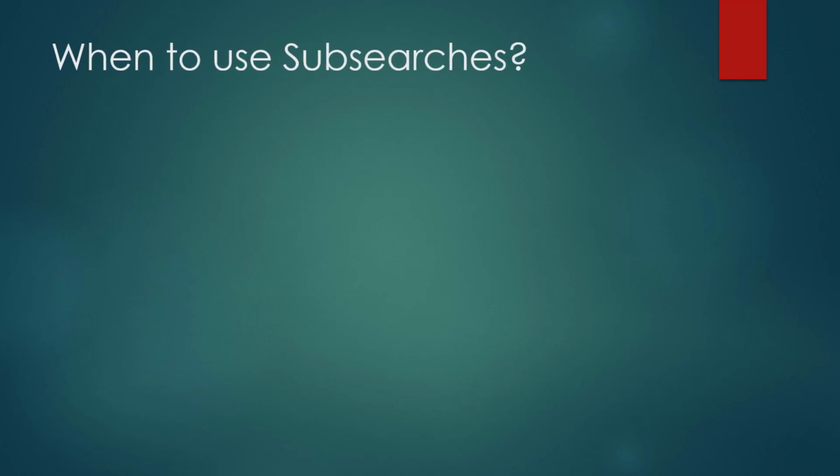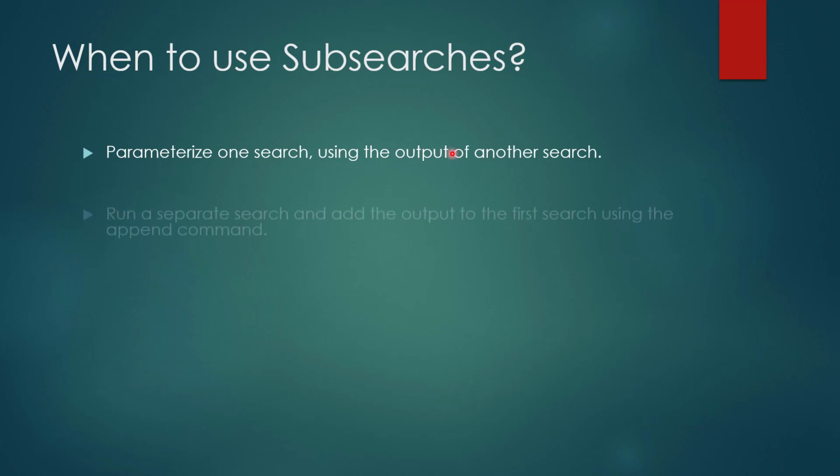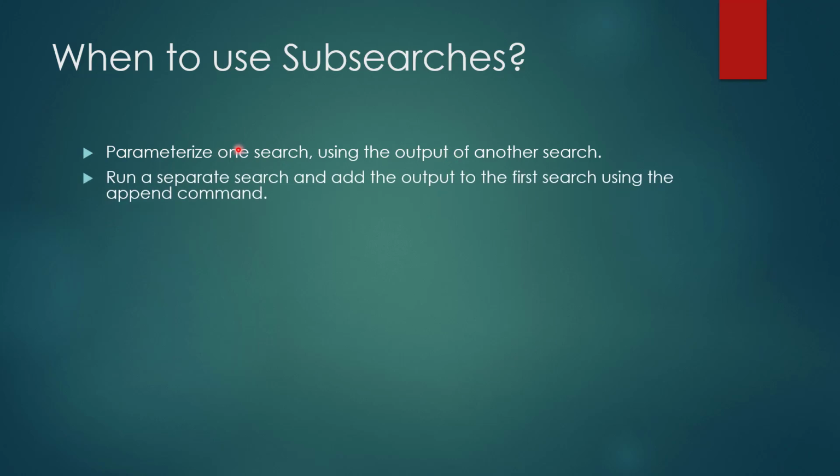Now we talked about how to construct a sub search. Now let us see when we should be using sub searches. One of the things I already told: when you want to parameterize the outer search, you want to return something dynamically. That piece you are returning to the outer search is dynamic in nature, so in those cases we need sub searches. So basically, parameterizing one search using the output of another search.